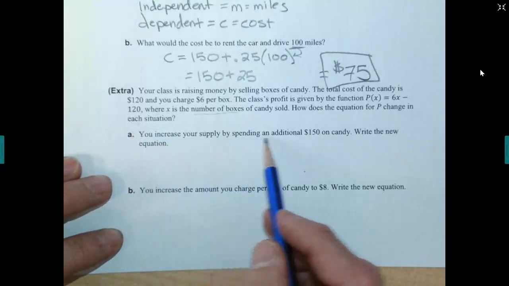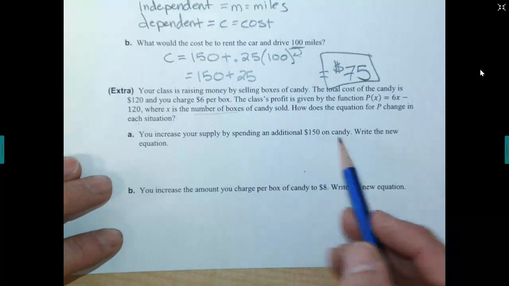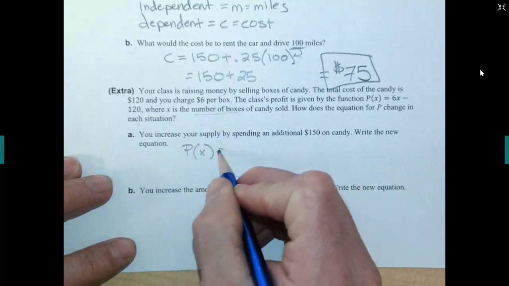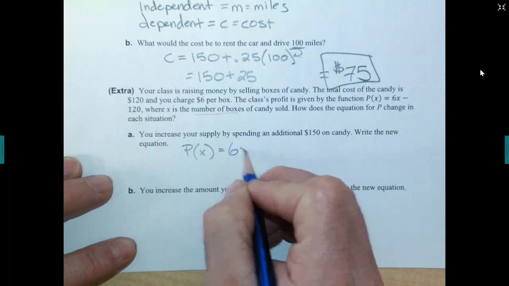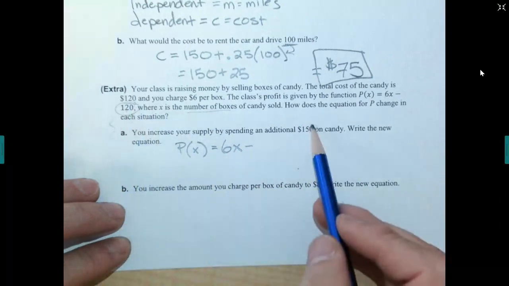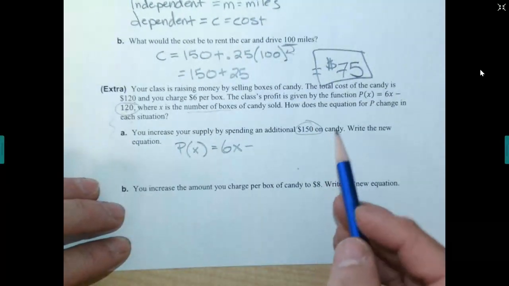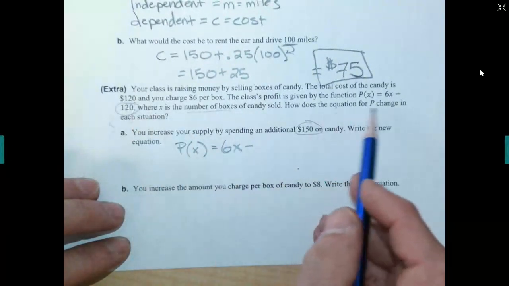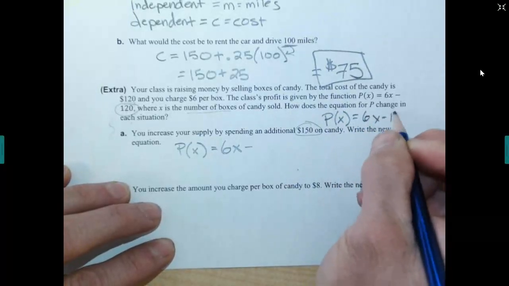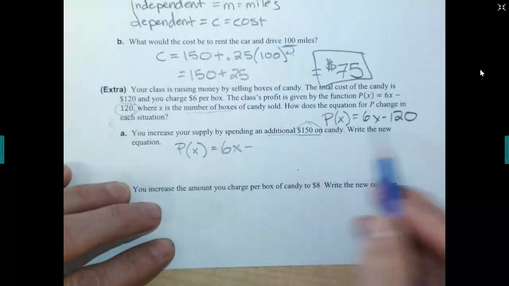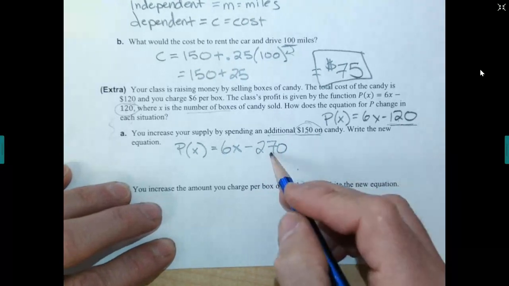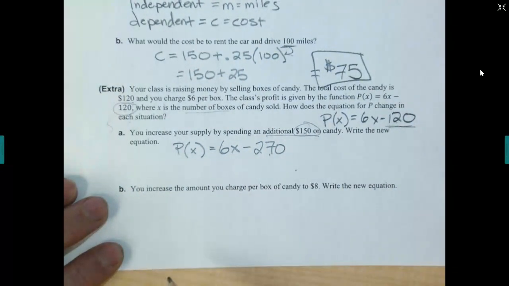You increase your supply by spending an additional $150 on candy. Write the new equation. Well, if we haven't changed the cost of the candy, it's still $6 a box. But our profit doesn't start until we get to 120 plus 150. So we have to add 150 into this equation. Our original equation is p of x equals 6x minus 120. If we do an additional 150, we have to add it to this. So we get 270. 120 plus 150 is 270. So that's how our equation would change.